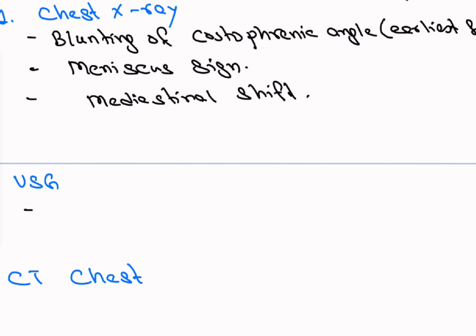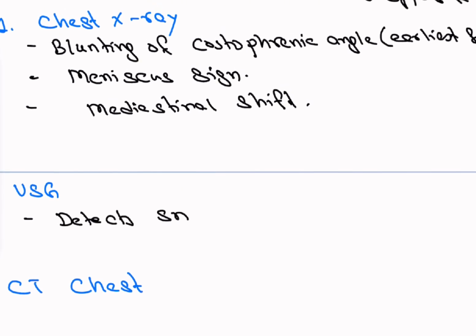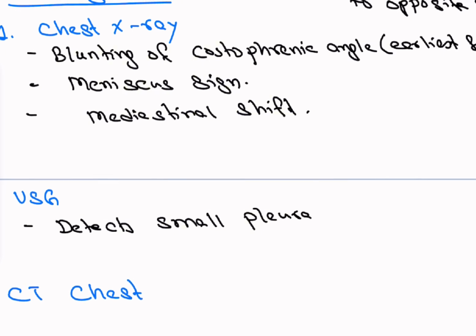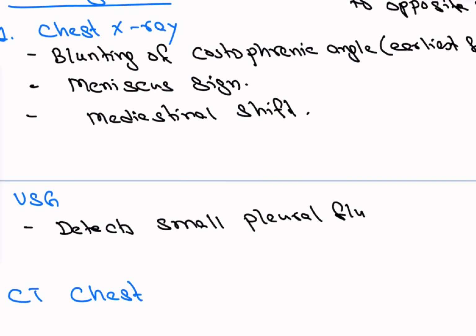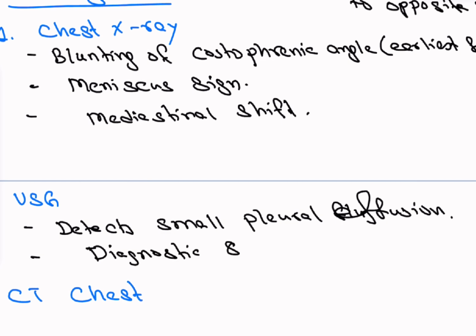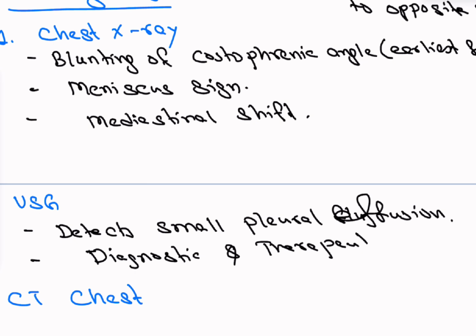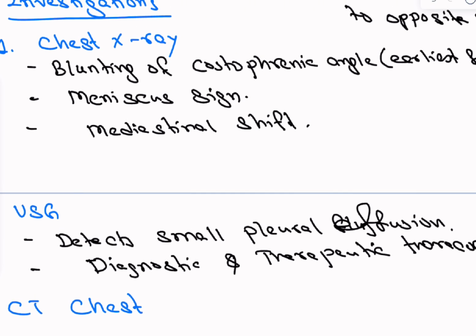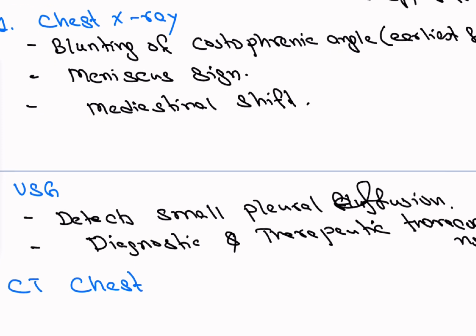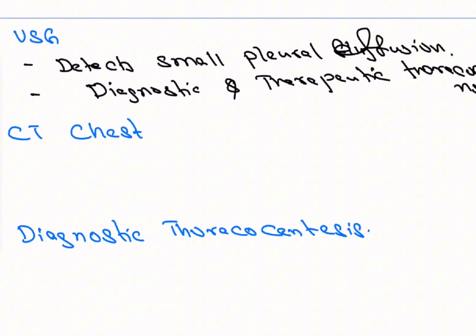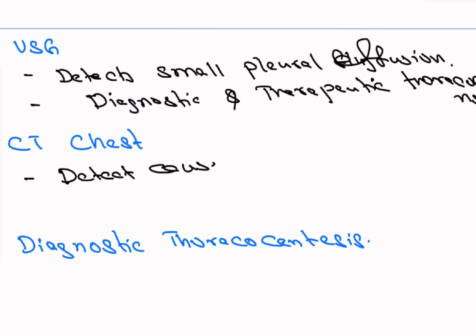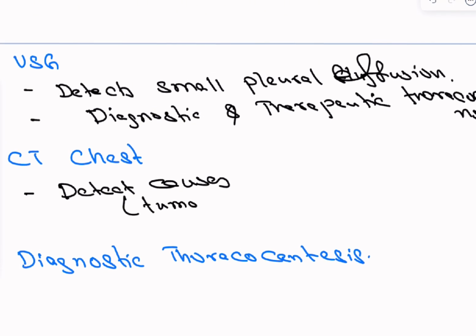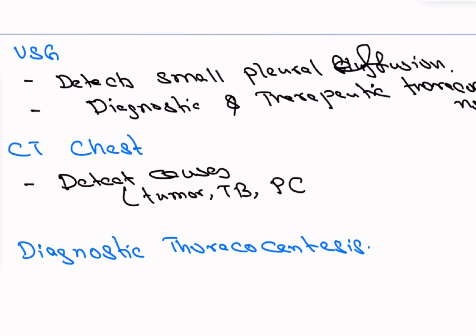Then we will go for the second investigation, that is ultrasound of the chest. It can detect a small pleural effusion, and it helps in diagnostic and therapeutic thoracentesis. Next, we come to the CT chest. It helps to detect the causes like tumor, TB, pulmonary embolism.